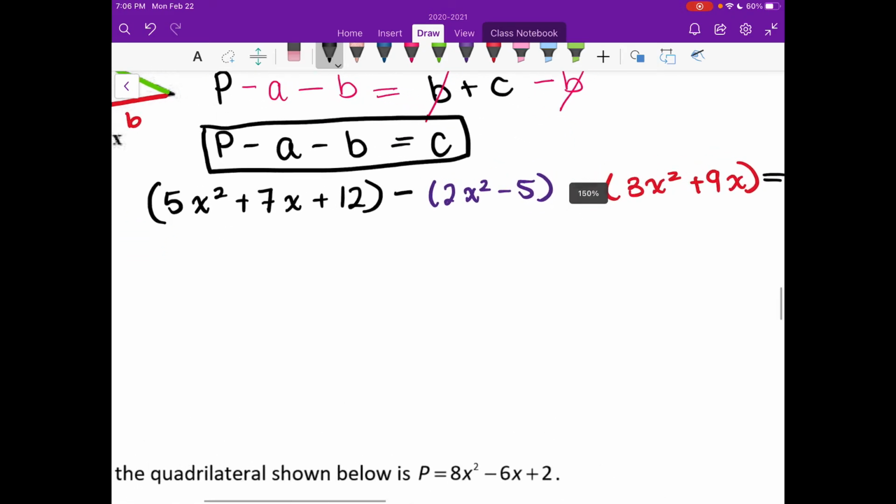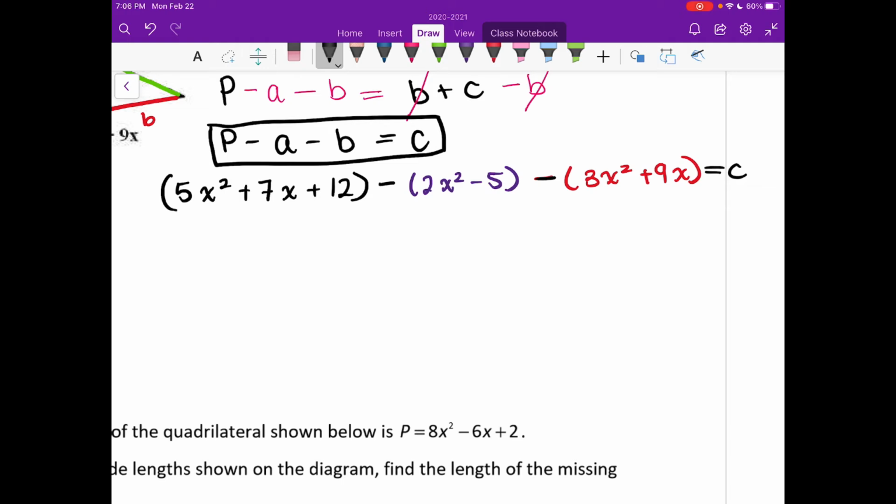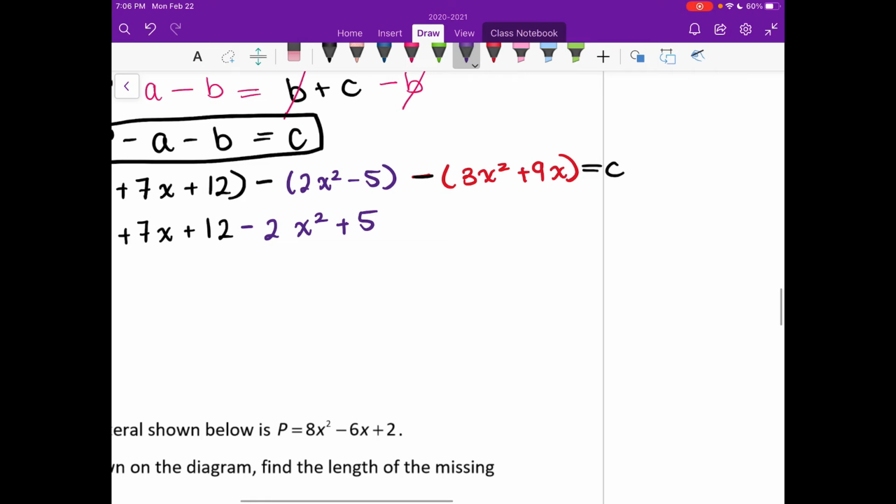Now, we need to expand and then simplify. The first one, everything outside this bracket is just multiplied by +1, so we can just open it up. We don't really need to change anything inside. Everything inside this purple bracket is multiplied by the -1 in front. So when we do -1 times -2, it's going to become -2x squared. -1 times -5, it's going to become +5. Same thing with the other side. So anytime there's a -1, you just change the signs inside because everything is multiplied by -1. So it's become -3x squared minus 9x, all equal to C.